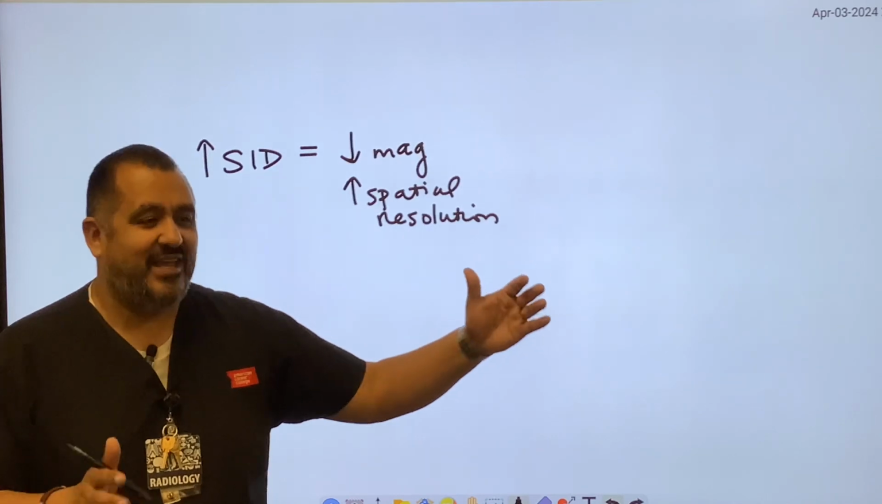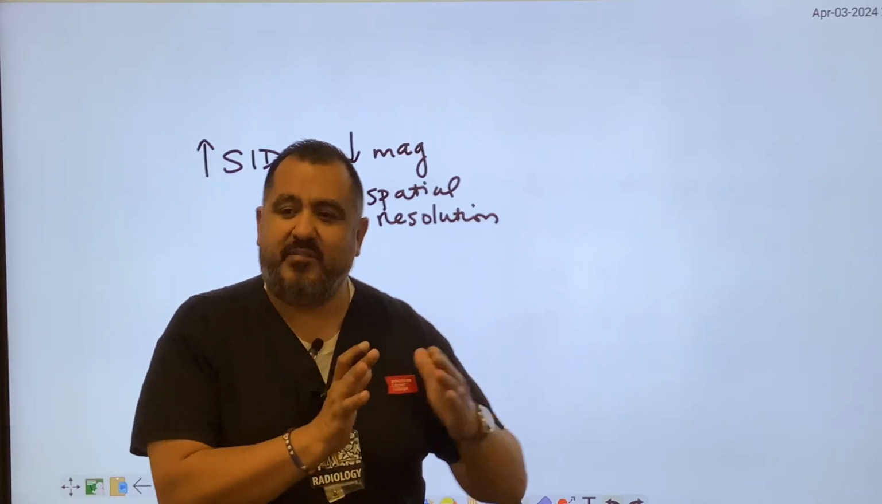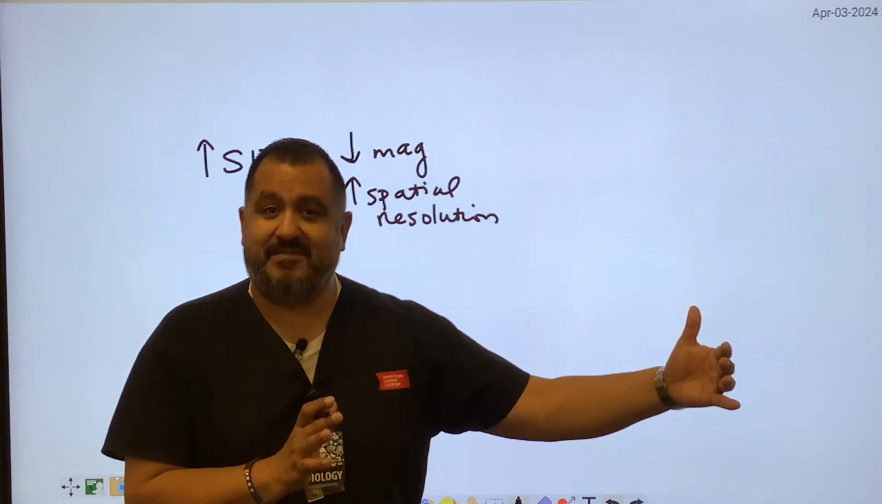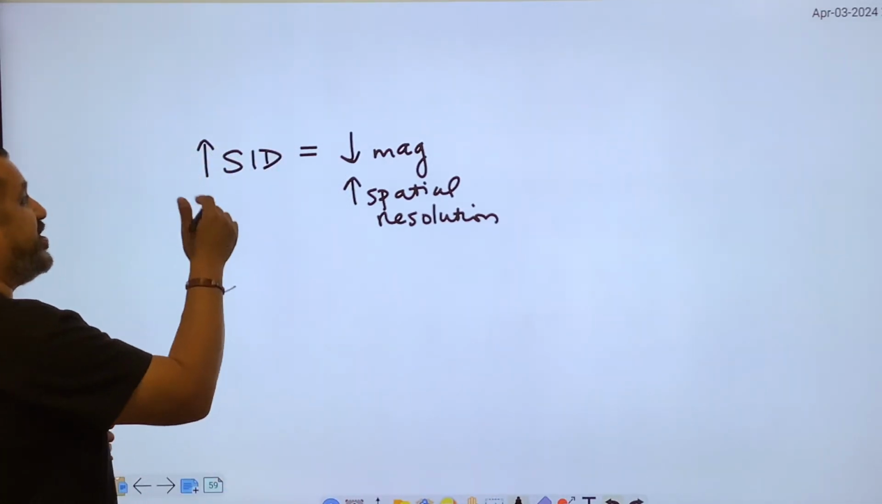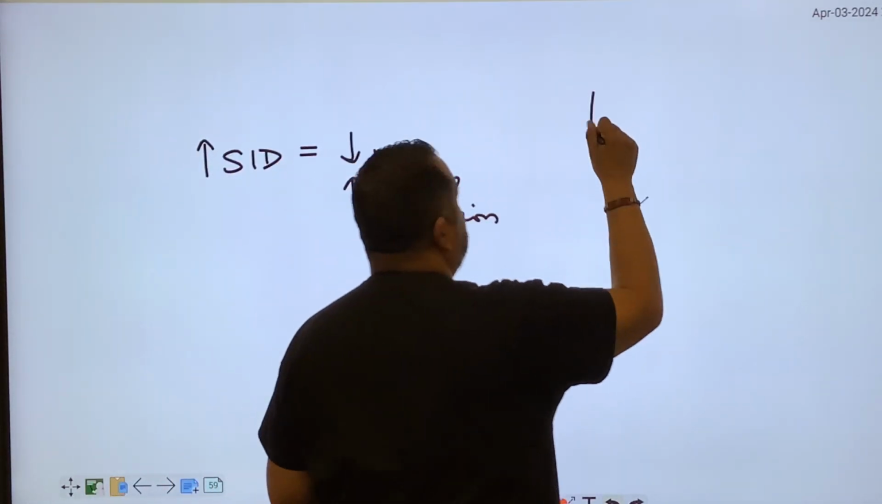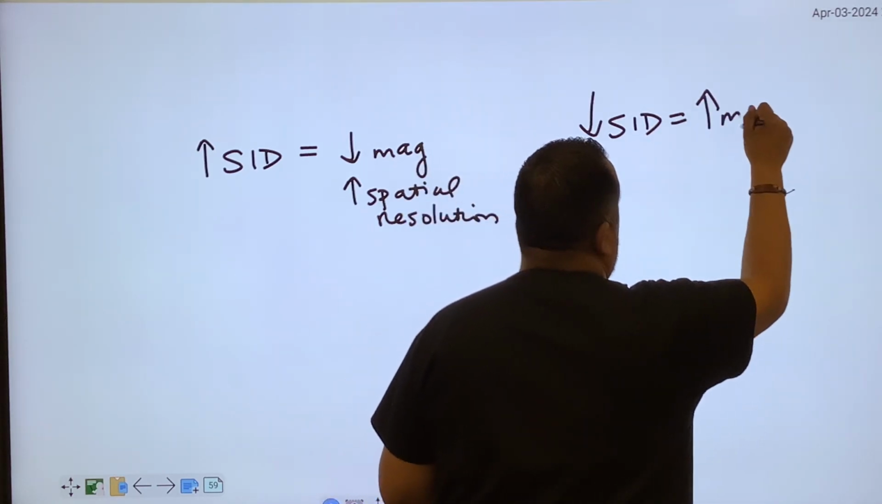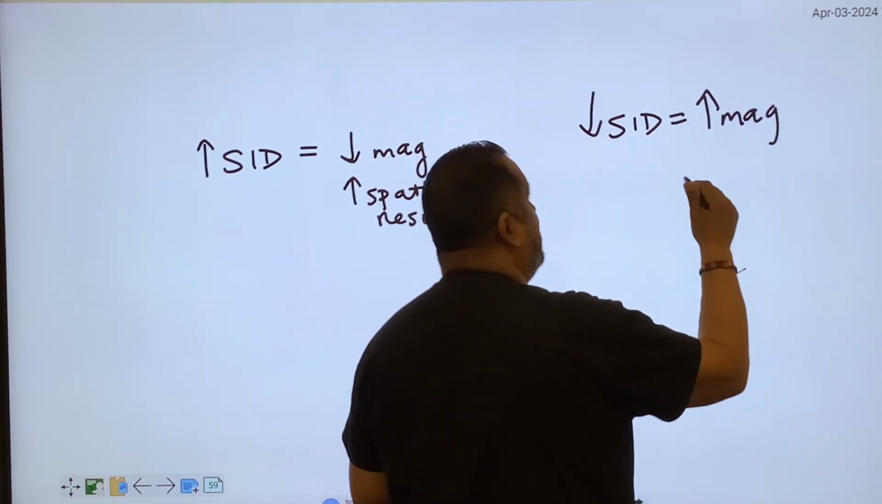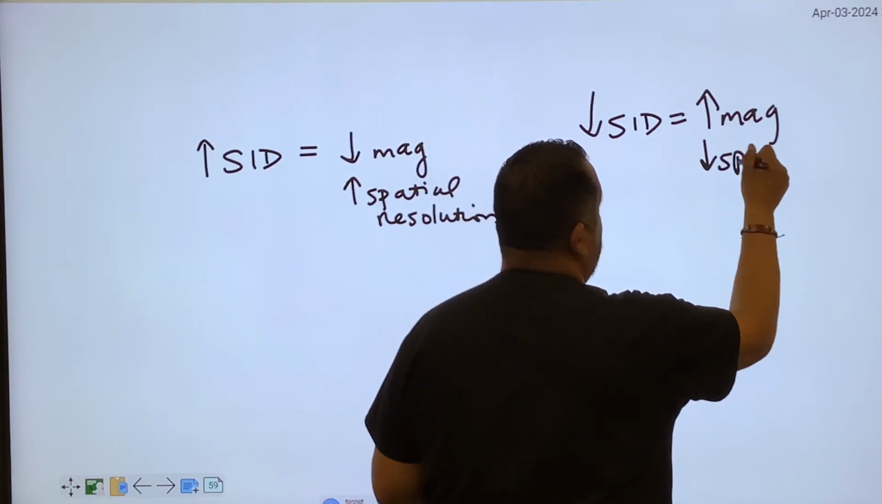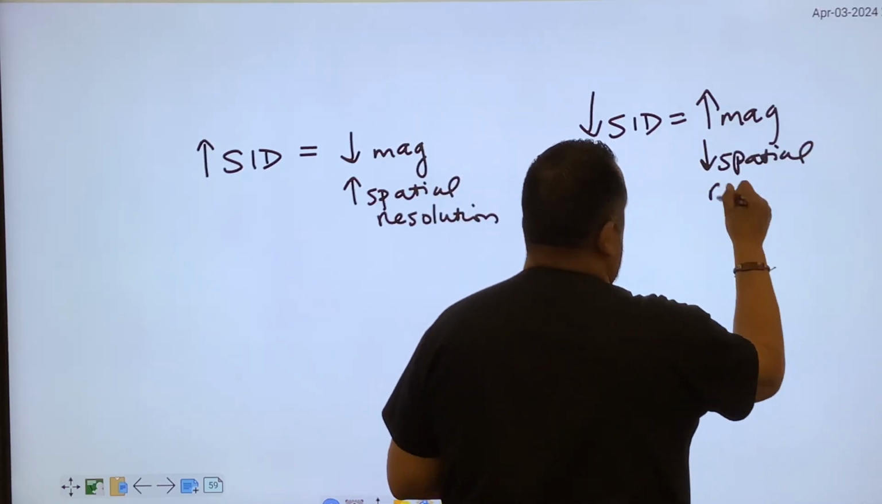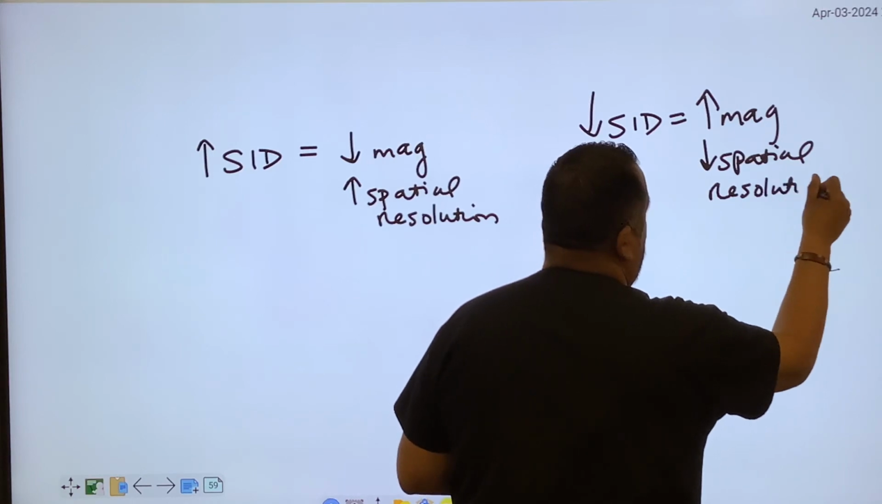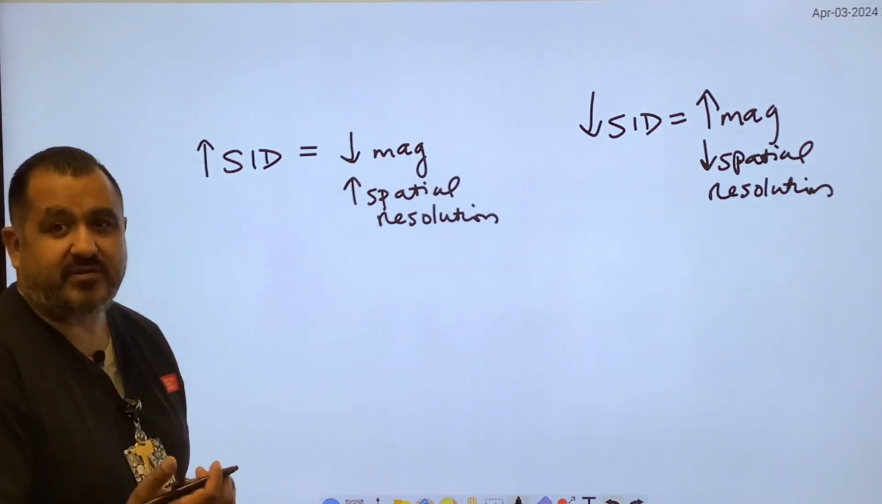It's not going to work that way. You've got to use it to the most practical that you can, but you want to try to maximize your SID. So decreasing your SID, if you bring it down, you're going to increase your magnification. And any time you increase magnification, spatial resolution is going to go down. I wonder if I can demonstrate geometric factors, correct?